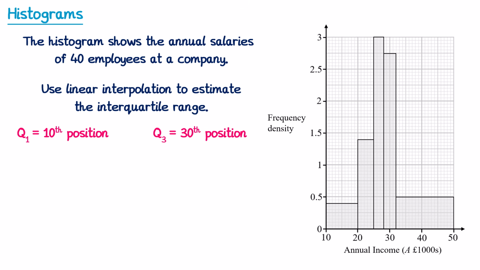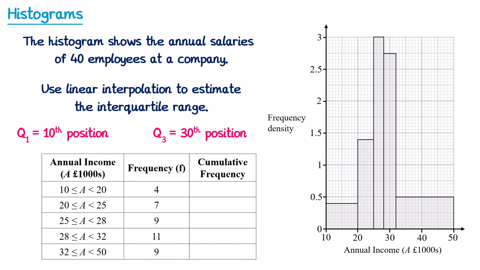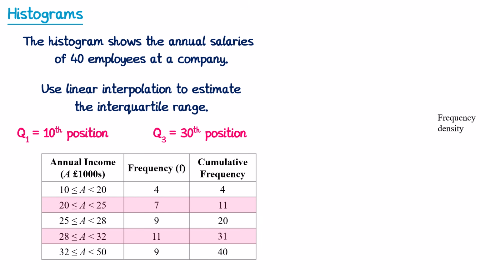To work out which groups these fall in, we're going to work out the cumulative frequency. So we'll bring back this table and add a column for cumulative frequency. The first one is 4, then if we add on 7 we get 11, adding on 9 gets us 20, adding on 11 is 31, and adding on 9 is 40. This tells us that the 10th position must be in this group, and the 30th position must be in this group. We don't actually need the histogram anymore to solve this question.